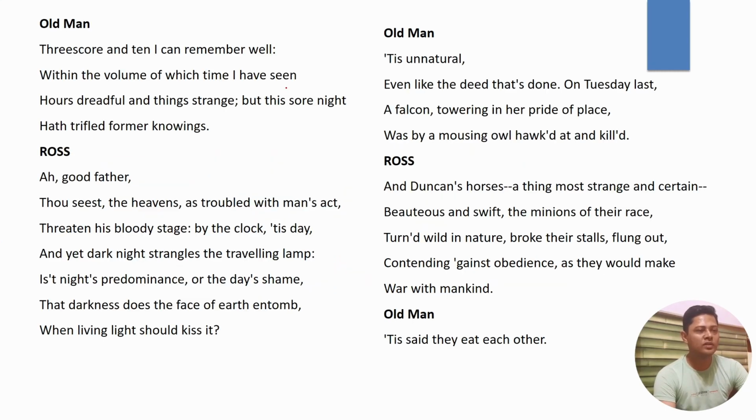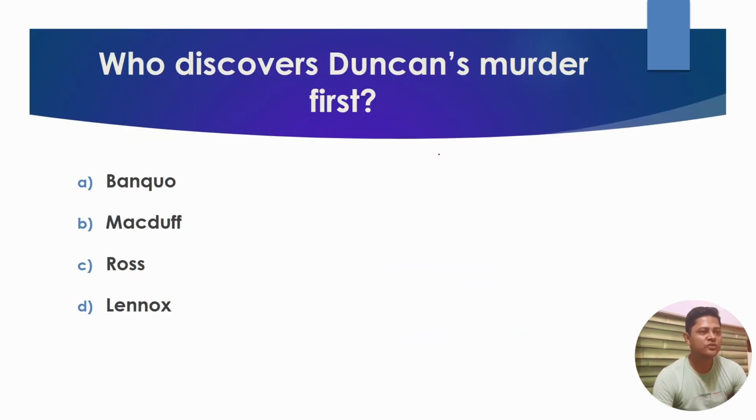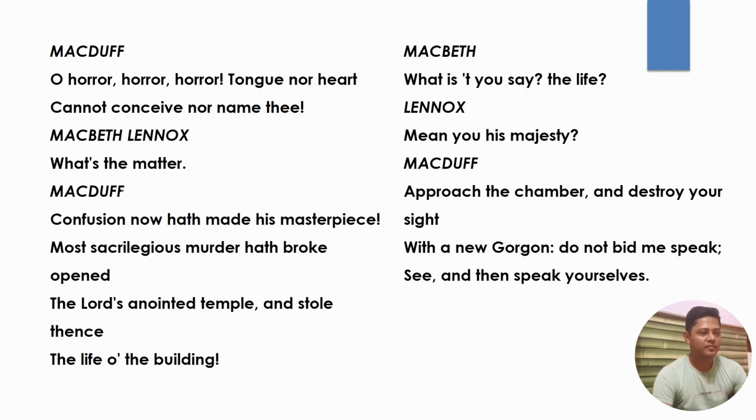This is also clear from the conversation of the old man with Ross. The old man says that he had never seen such dreadful and strange things. Ross also says that this is a very threatening and bloody night. The next question is, who discovers Duncan's murder first? So the correct answer is Macduff. Here you can read Macduff's speech when he discovers Duncan's murder. Oh horror, horror, horror, tongue nor heart cannot conceive nor name thee.